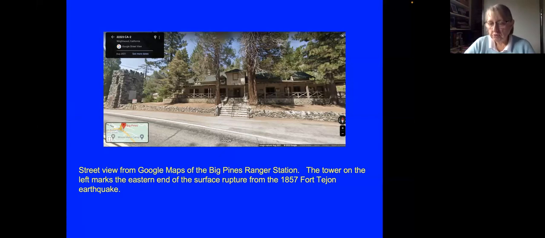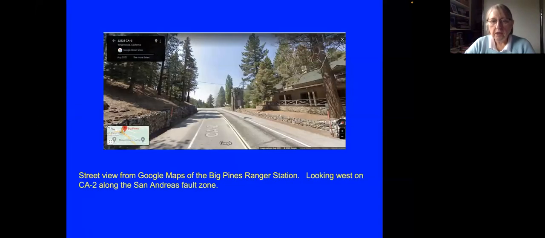Now we're going to go do a 90 degree twist. And so this is California 2. And if you'll notice, it turns and goes like this. And here is a little road that goes up on Table Mountain. Table Mountain has picnic grounds.